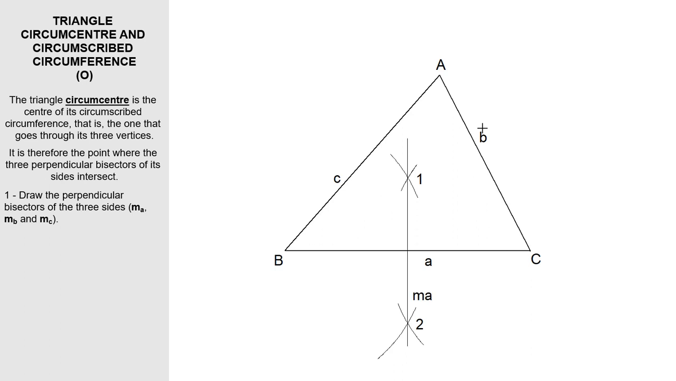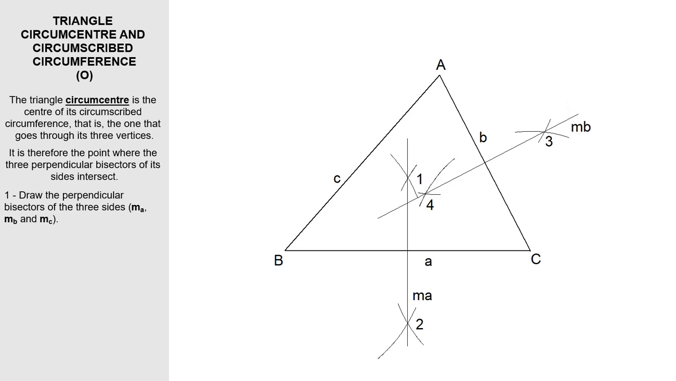We repeat the process with side B. We draw two arcs using points C and A as centers and the same radius, the one we want, longer than half the side's length. These two arcs meet at points 3 and 4, so the straight line that goes through both of them is the perpendicular bisector of side B, M sub B.